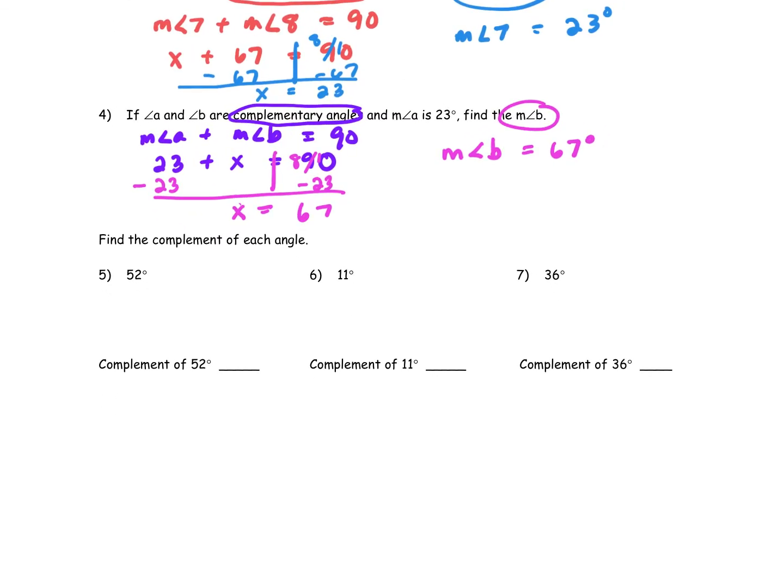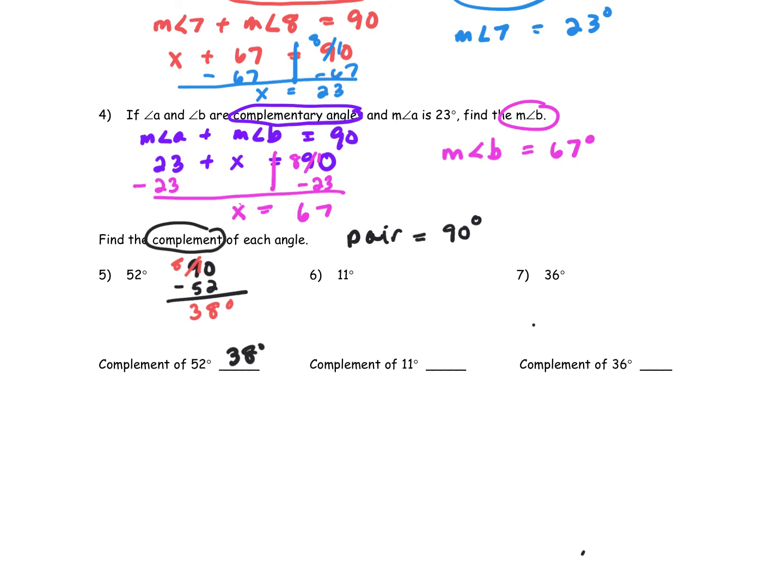They might say, find the complement of each angle. If they're asking for the complement, that's once again referring to a pair of angles that equal 90 degrees. So in this case, we could simply take 90 minus 52, and that would be 38. So the complement is 38 degrees.